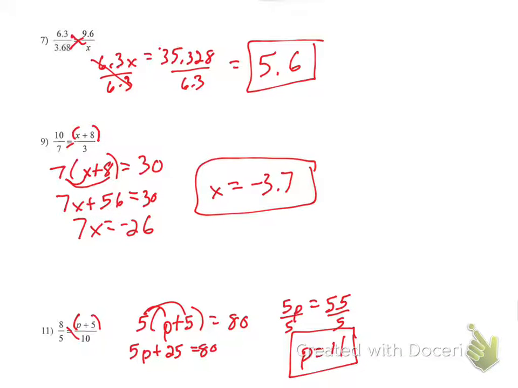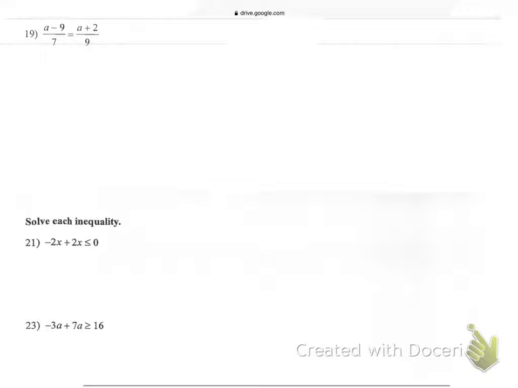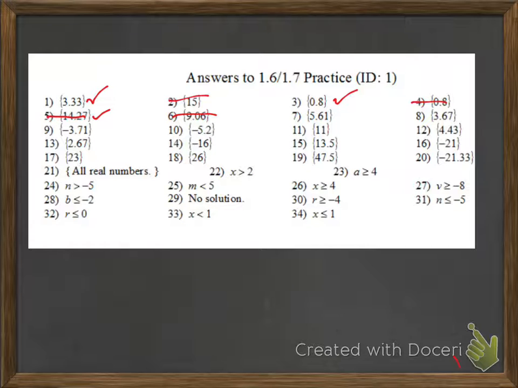So 5.6, negative 3.7, and 11. So 5.6, that's good. Negative 3.7, that's good. And 11 is 11. All right, moving along. Same thing here.